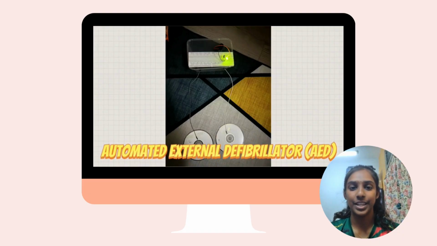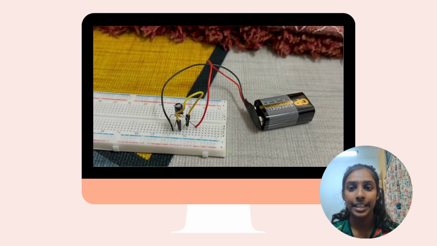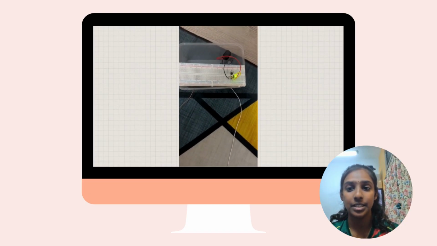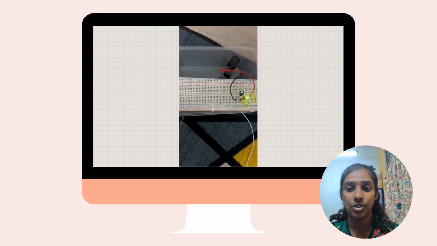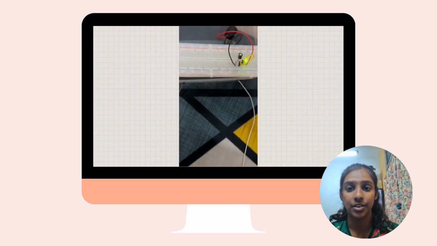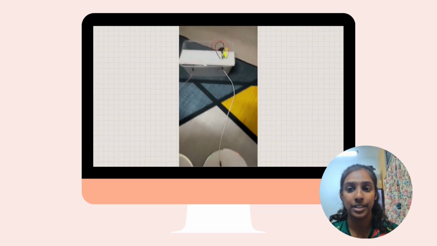This is our mini project titled Automated External Defibrillator. The materials used are a 9-volt dry cell with snap connector, a 220 ohm resistor, a 220 microfarad 16-volt capacitor, a green LED, and 2 discs. Each component in our project represents a real part of an AED. The battery simulates the AED's internal power supply, the capacitor is the energy storage unit, the resistor controls the charging rate, the LED represents the human heart, and the discs simulate electrode pads placed on the chest.